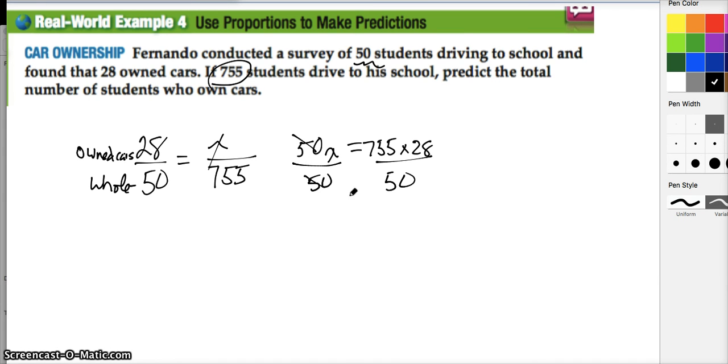Then I divide both sides and I get that X is equal to, with the help of my calculator, I'll be honest, 422.8. So I would assume that about 423 students own their own car.